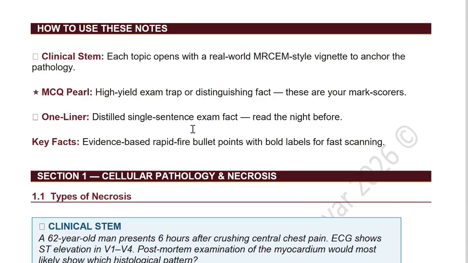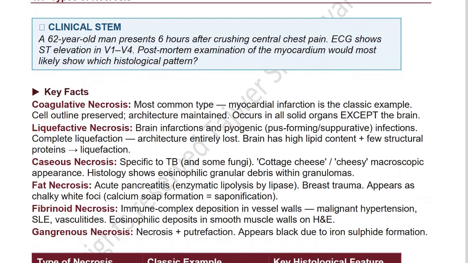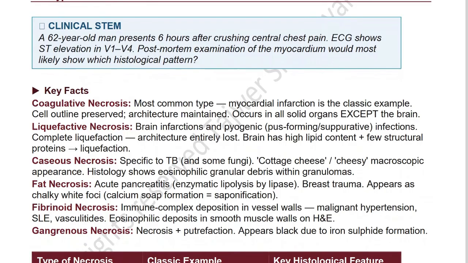So yeah, I was telling you about how we are going to cover this guide. You're going to have a one-liner and then any related facts, just to add something in case they switch the MCQ or just add something different to it. Okay? All right. So like we covered this yesterday, so we are going to go a bit quicker. Okay? Types of necrosis. So let's cover the first thing, which is cellular pathology and necrosis.